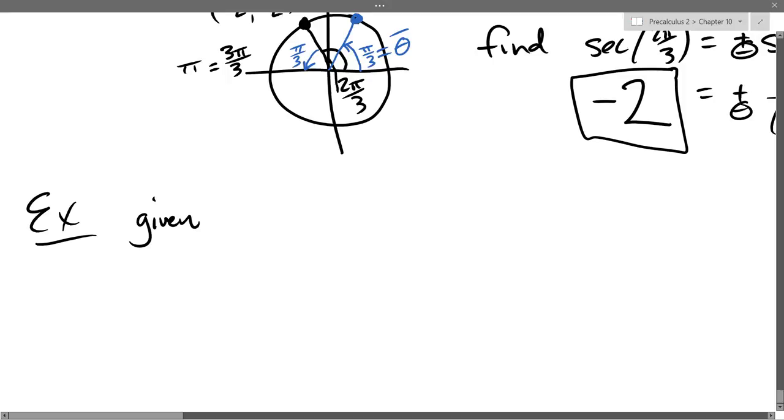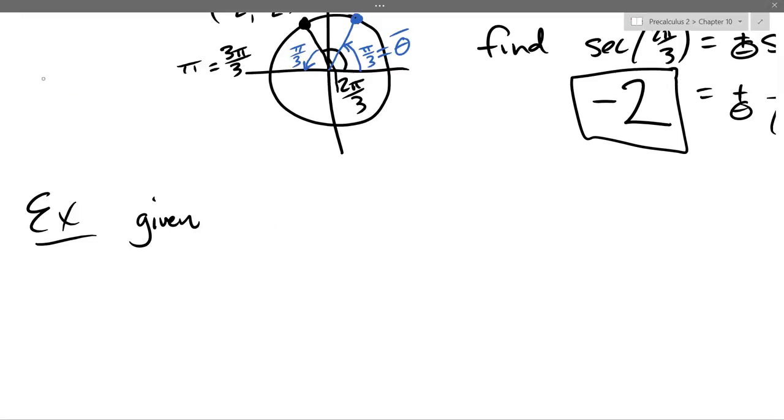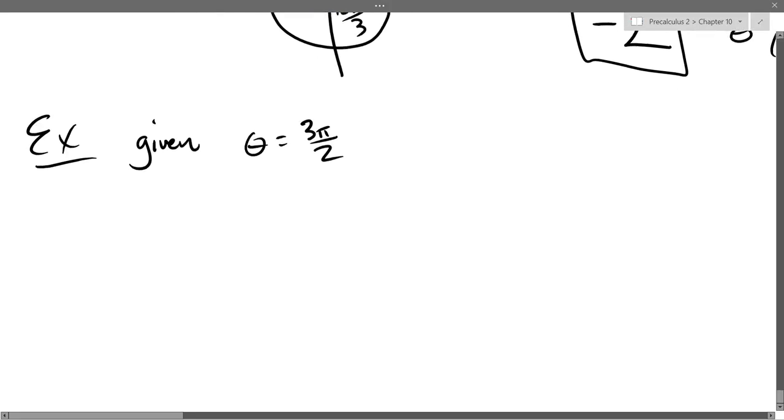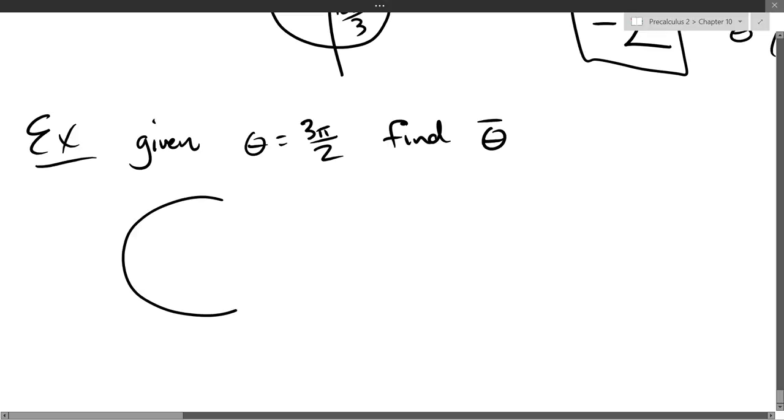So there are occasions where you have a choice for your reference angle. It turns out either choice, when there is a choice, will be correct. So let's go with 3 pi over 2. So given theta is 3 pi over 2, we want to find our reference angle. All right, 3 pi over 2. We are in halves now. So instead of pi, I'll write this as 2 pi over 2.